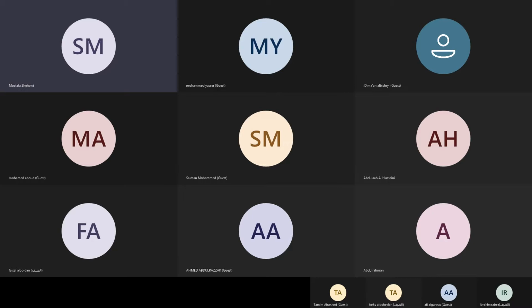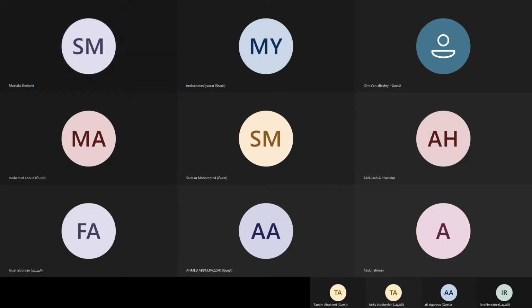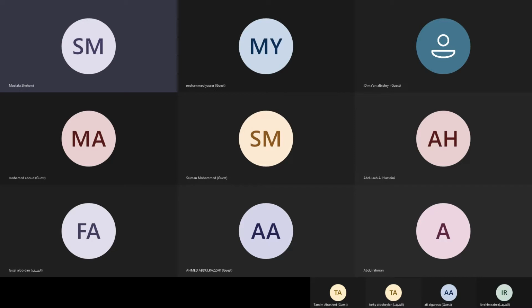What about the shapes of the offspring in sexual and asexual reproduction? The question says, what are the differences between the sexual and asexual? We mentioned sexual involves two parents, asexual involves only one parent. The asexual is simple, while sexual is complicated.